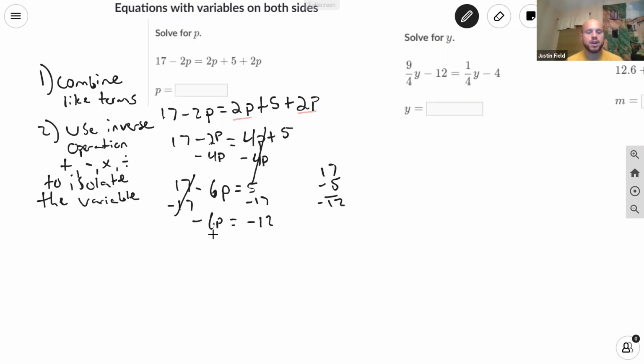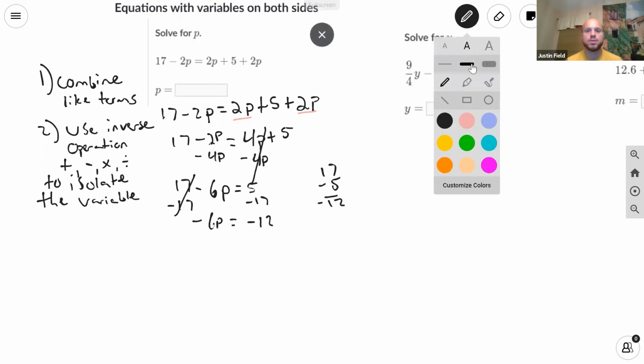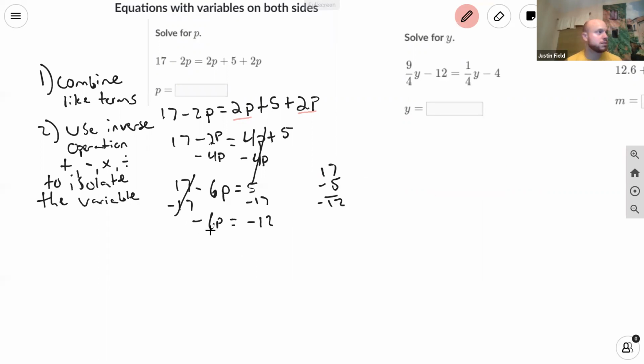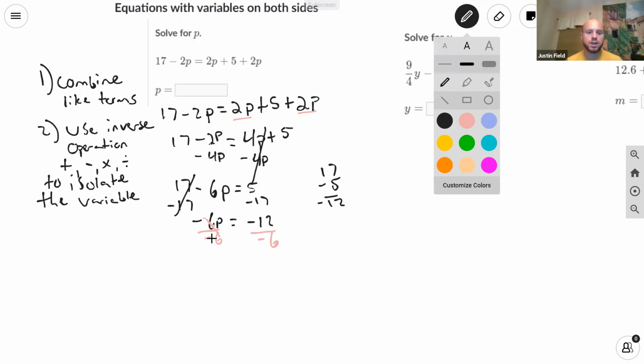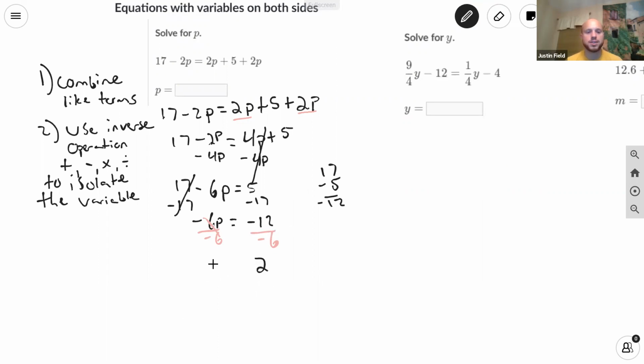All right, now we have negative 6 times p. So how do you isolate the variable? What's the inverse of multiplication? Division. So we're going to divide and divide. Negative 12 divided by negative 6 is positive 2. And we've done it. We've isolated the variable. How exciting. Okay, and I didn't need Mathway's help.